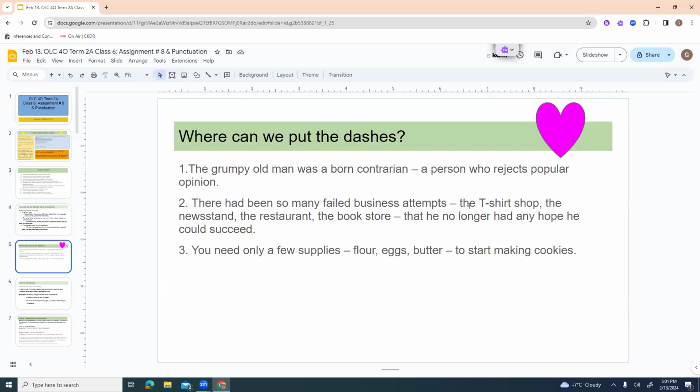Oh, and we did this already. Here, it's being used as a definition. Here, it's a short list about the different businesses that he's attempted. Here, it's a different short list about the kinds of items you need in order to make some cookies.